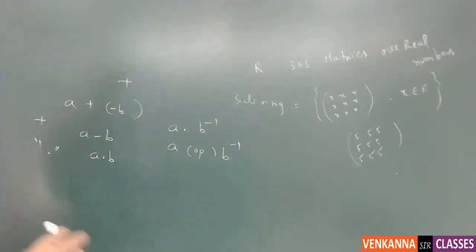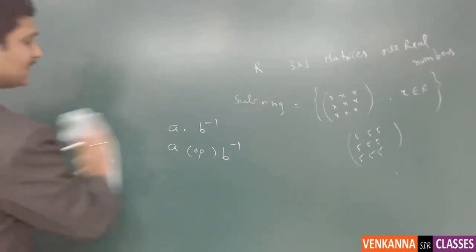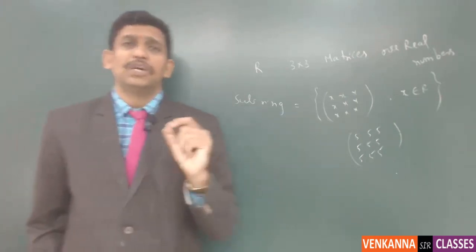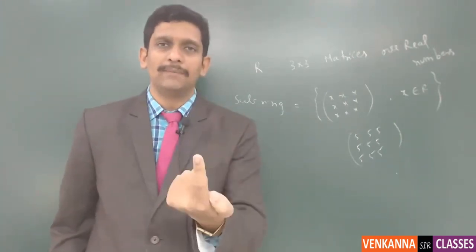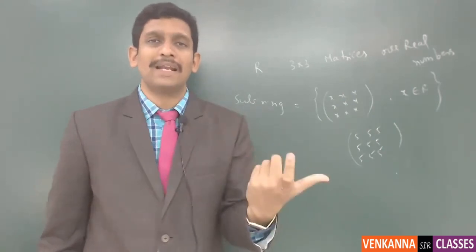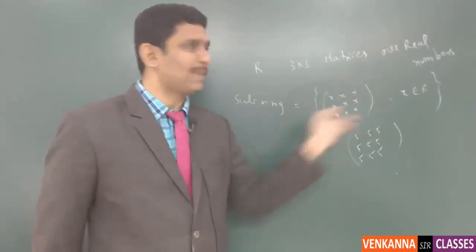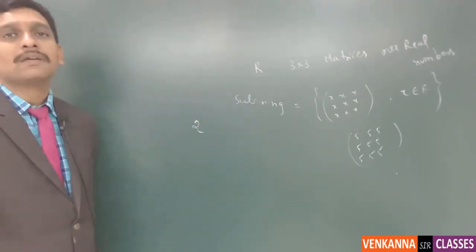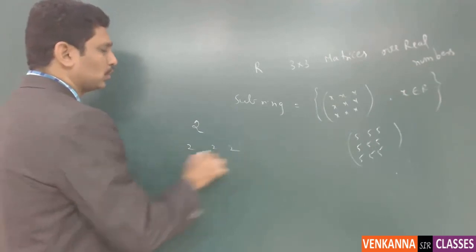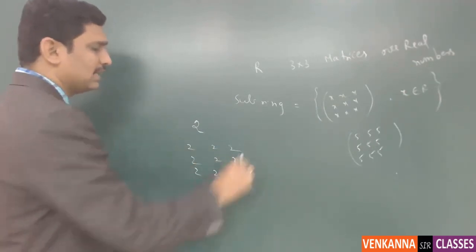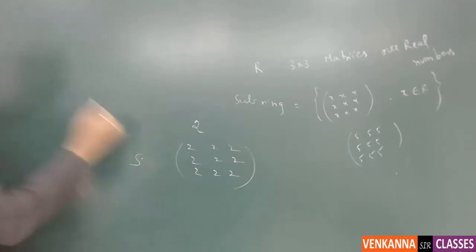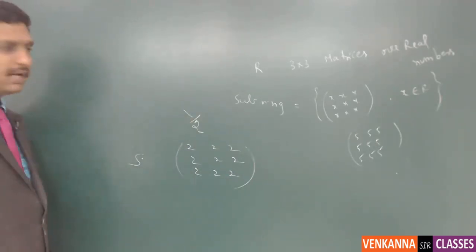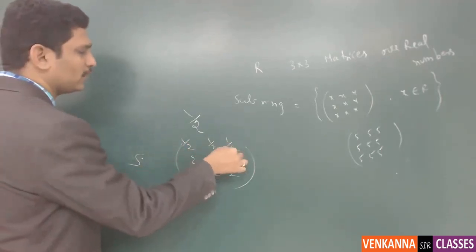So the simple example is, please look at the set pattern you have taken. If you take any one real number, the corresponding matrix I am taking here is of this pattern. If I say 2 is a real number, the corresponding matrix is 2, 2, 2, 2, 2, 2, 2, 2, 2. This is a matrix belonging to subring S. If I say 1 by 2 is a real number, the corresponding matrix is 1 by 2, 1 by 2, 1 by 2, and so on.